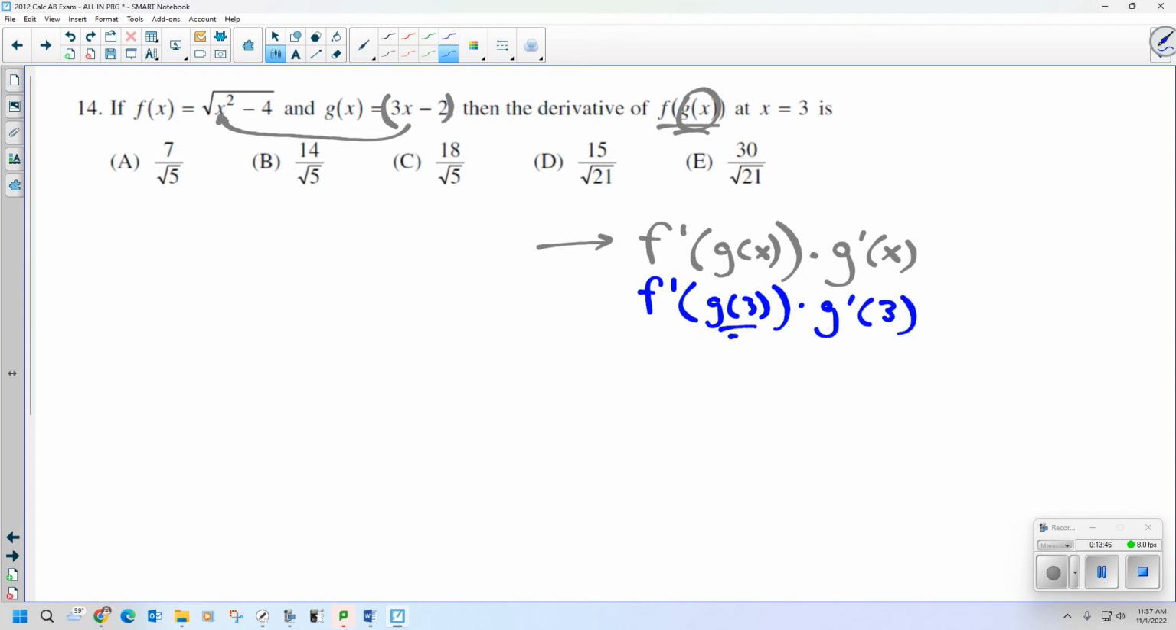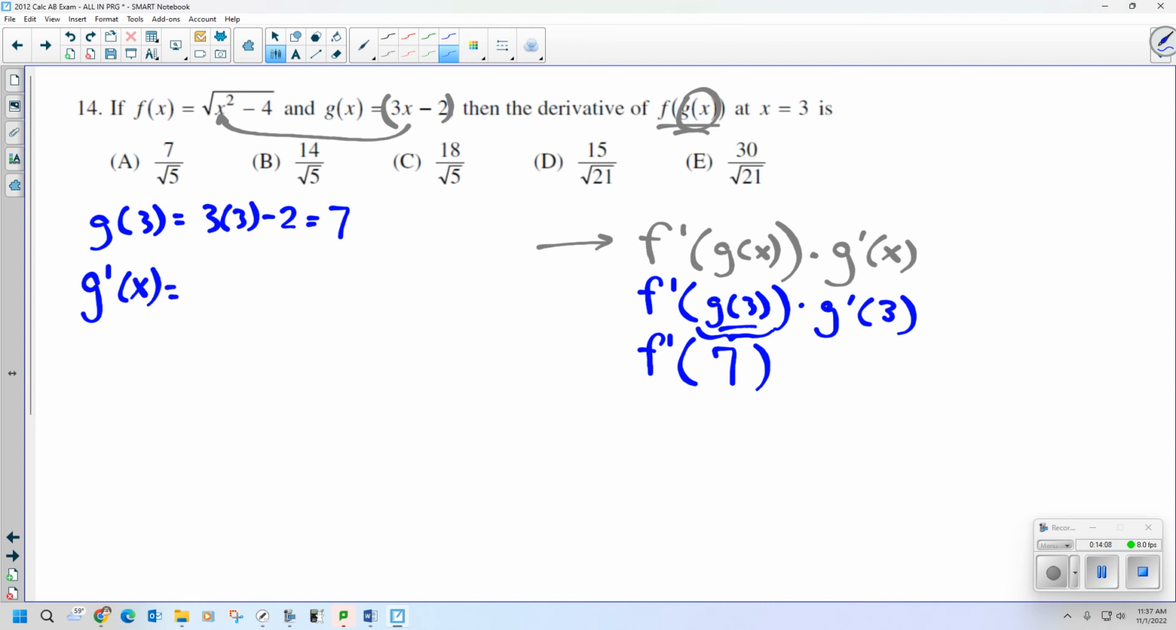All right, well, what's g of 3 first? G of 3 is 3 times 3 minus 2. That's 7. And it's 9 minus 2 is 7. So I need to find the derivative of f at 7. Okay, because g of 3 is 7. Now, what's g prime? G prime of x. Well, that's just 3. The derivative of this is 3. It doesn't matter what x is. That will always be 3, a constant. So it doesn't matter what number is in here. This is a constant, 3. Multiply that. Okay. Let's find the derivative of f.